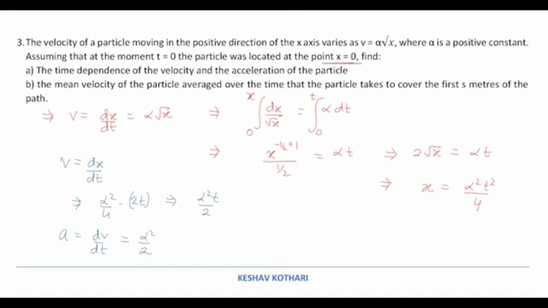So if the question is asking first s meters of the path, then from this equation I can say that if the displacement is equal to s, let us calculate the time taken to cover this distance, and from here we get t equals 2 root s by alpha. 2 root s by alpha is the time taken to cover the first s meters of the path.